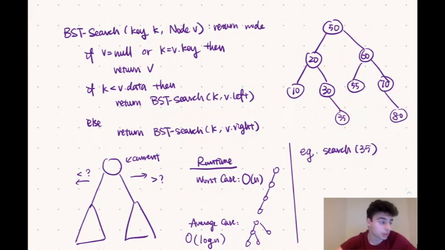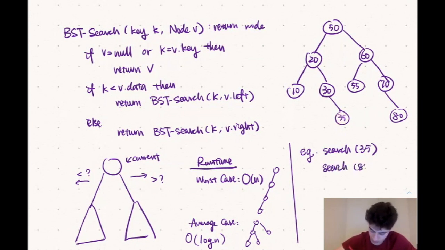Now we hit the base case of our recursive algorithm, since the key we're searching for, which is 35, is equal to the data inside of our current v, which is 35. Therefore, we're going to return v, and we return the node containing 35. Let's do another example, but this time a non-internal node. Let's search for 80.